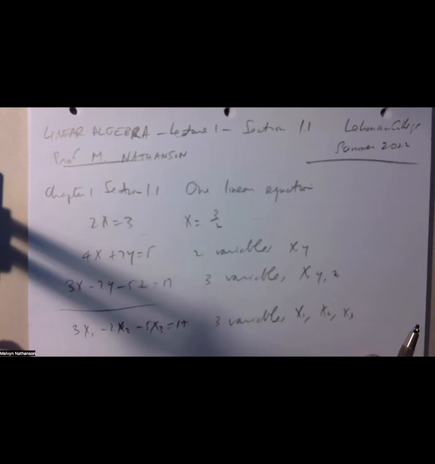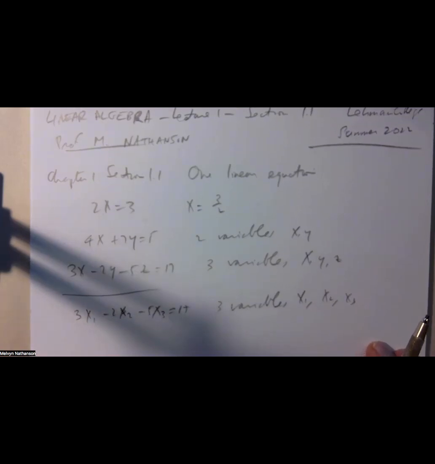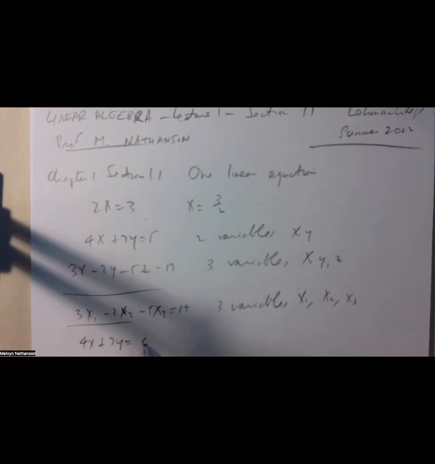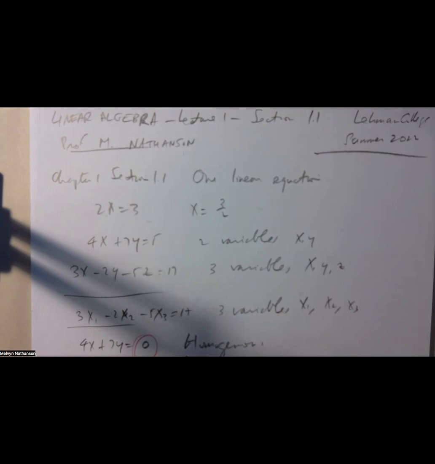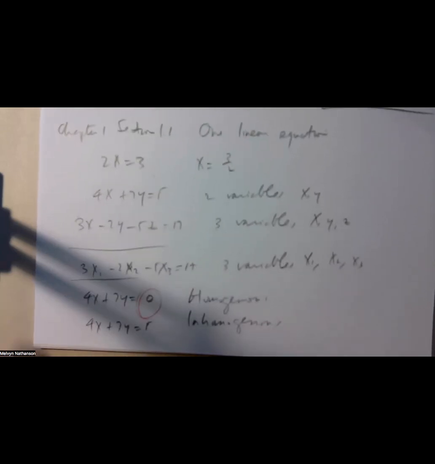And there is a rough classification of linear equations into homogeneous and inhomogeneous. An equation like 4x plus 7y equals 0 is called homogeneous. That means that the right-hand side is 0. An equation like 4x plus 7y equals 5 is inhomogeneous, or not homogeneous, because the right-hand side is not 0.